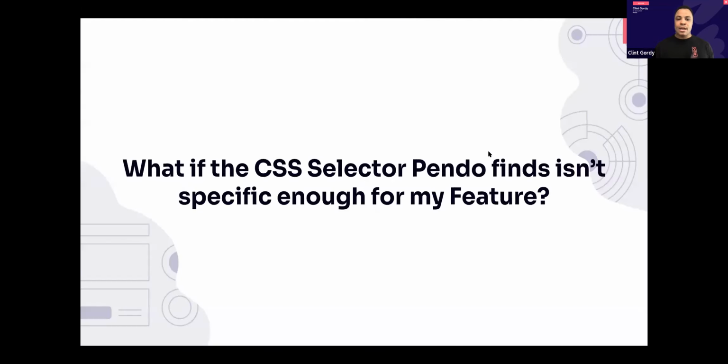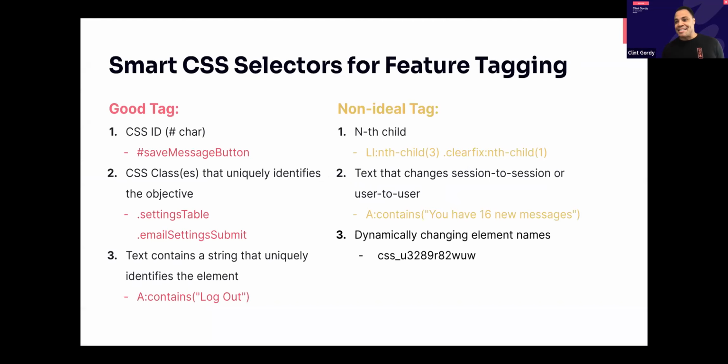So what if the CSS selector Pendo finds for my feature isn't specific enough? We've all been there. We try to tag a feature and all of a sudden we get one of these things on the right hand side. So shout out Hannah for allowing me to use this slide here. But on the left, these are the good tags, of course, you want to look for a feature. Specific, identifiable, and knowing exactly what this feature represents. Save message button. I know that has to do with the save message button.